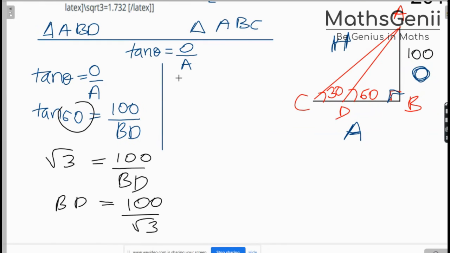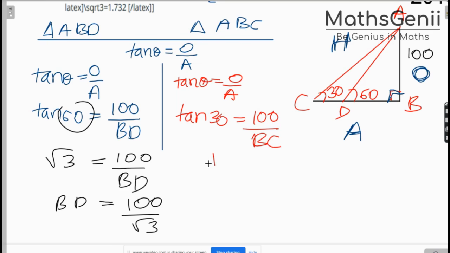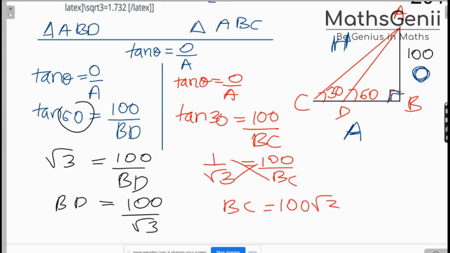Next, again I'm going to use the same formula, tan theta is equal to O upon A in the bigger triangle ABC. Now in ABC, your theta is 30, your opposite side is again the same 100, and your adjacent side is BC, the entire adjacent side. Go into the table, tan 30 is 1 upon root 3. So your BC goes this side and root 3 comes in the multiplication. So you have BD and you have BC.